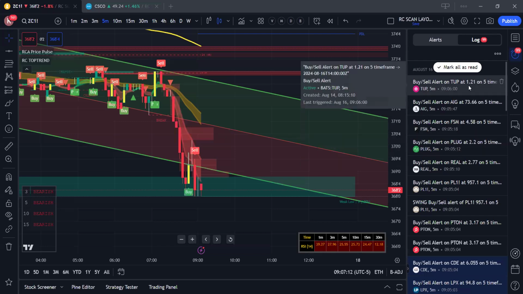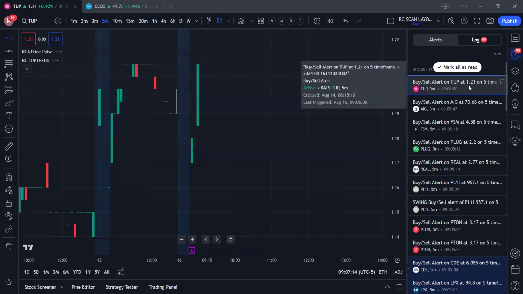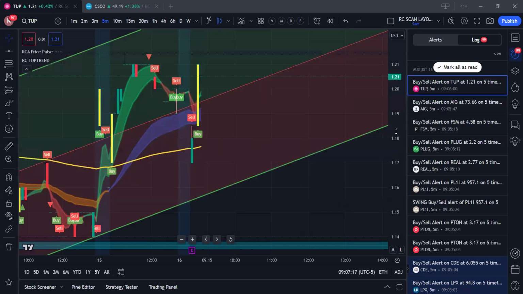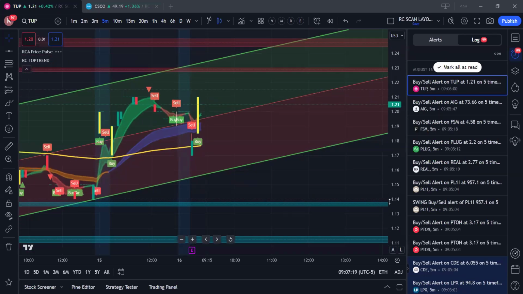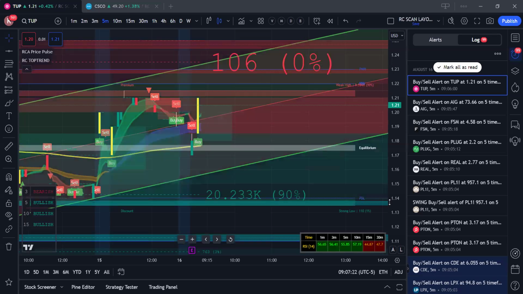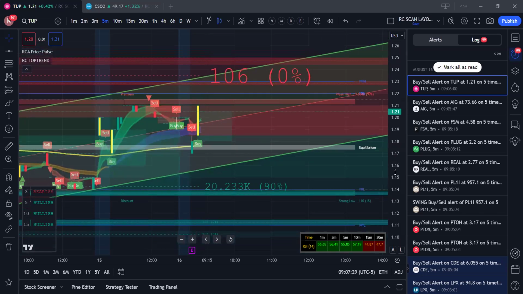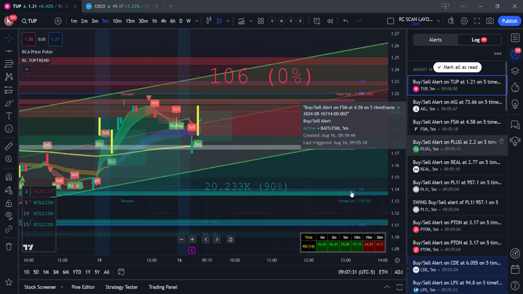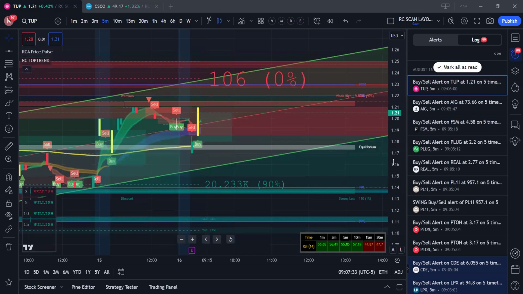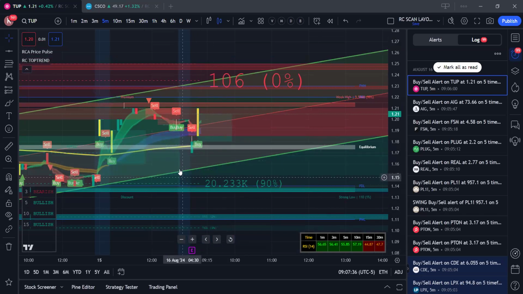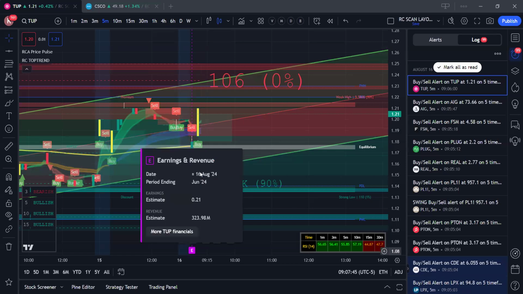So for example, now it gave an alert for TUP. If you look at TUP, again, it is a penny stock. The price is just 1.2. Penny stocks are generally risky, so we can avoid them. Generally, any stock which is less than $5, unless there is a very strong catalyst. Today, maybe because of earnings, TUP is moving good.